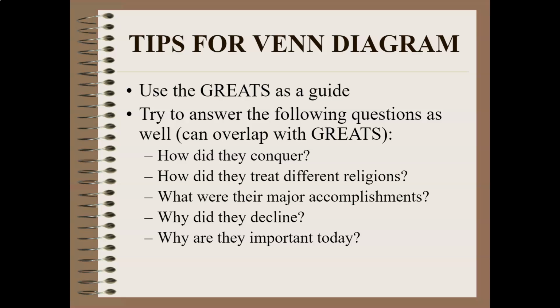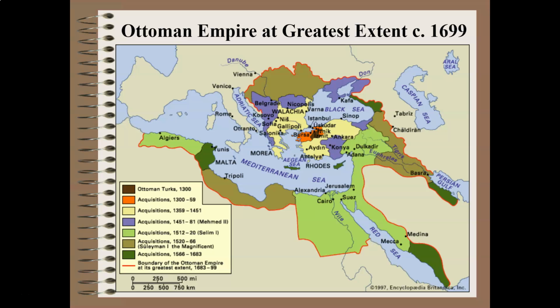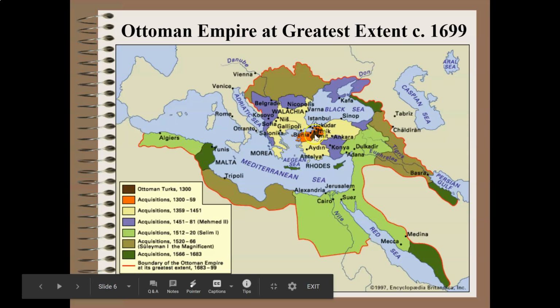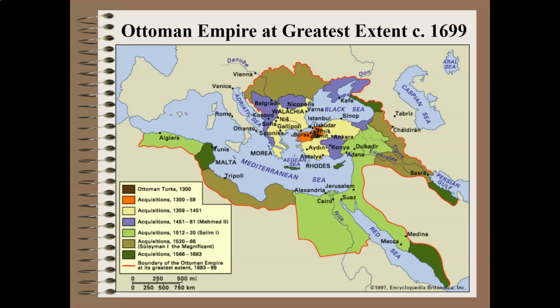All right, so let's talk about the Ottoman Empire for a second. This is the Ottoman Empire at its greatest extent. You can see there are different periods of acquisitions, but basically they start in Anatolia here, just to the southeast of Istanbul, or excuse me, at the time, Constantinople, and then they spread out over the years around this region and take much of the Balkans, a greater part of the Middle East, Egypt, and North Africa.